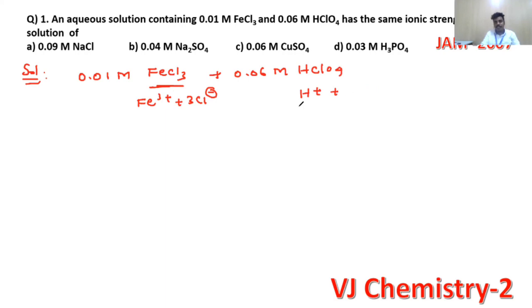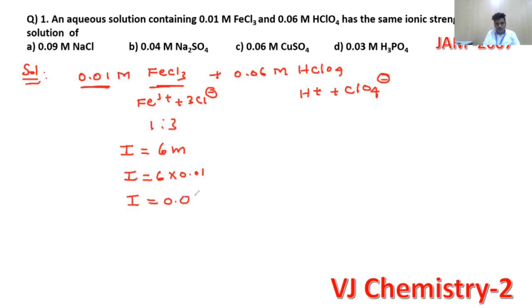This is ClO4-. Now see the charge ratio. This is a different charge ratio, right? What is the ratio? 1:3. For 1:3, what is the answer? Ionic strength is equal to what? 6m. What is m? 0.01. I is equal to what? 6 into 0.01. What is the answer? I is equal to 0.06. Right? This is the ionic strength of what? FeCl3.